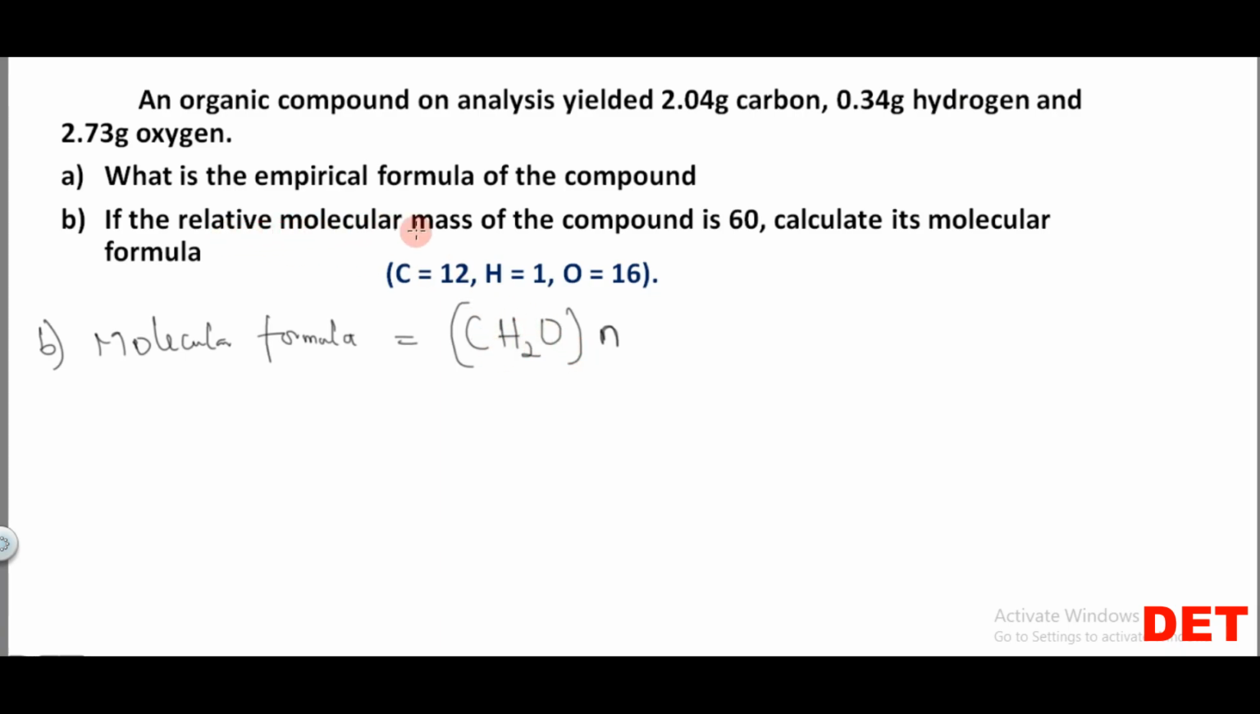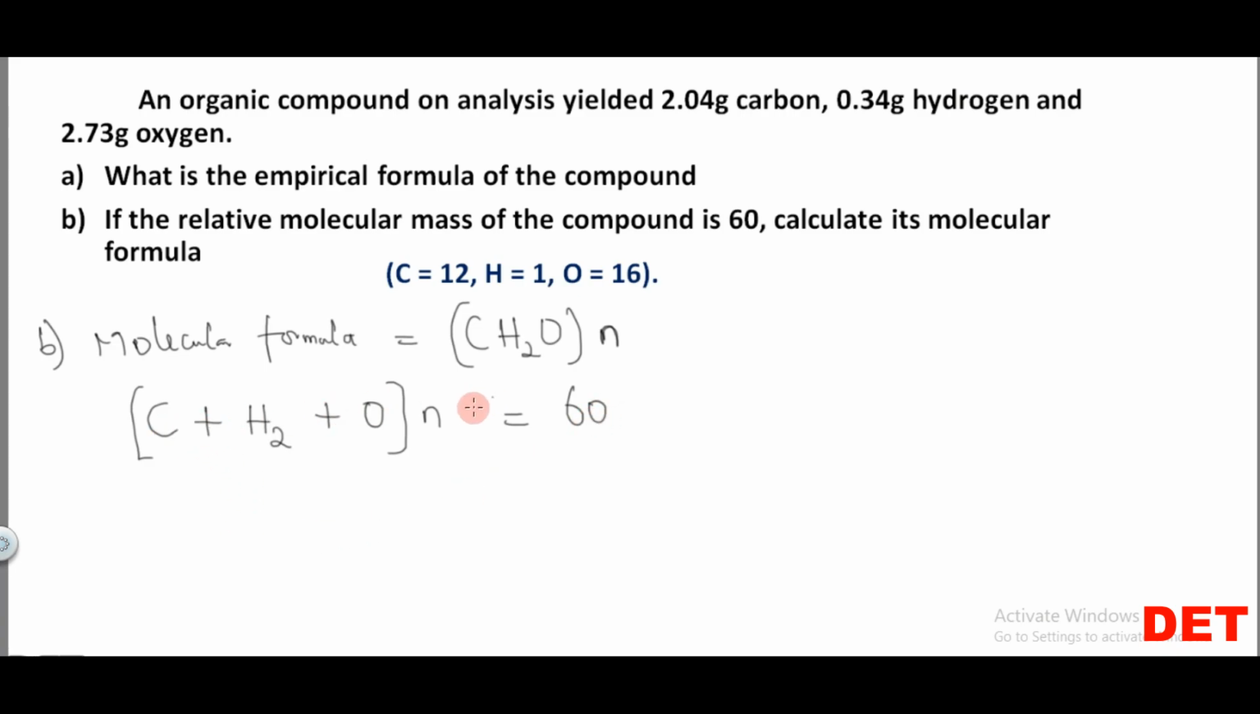We are given that the relative molecular mass of the compound is 60. So that means (C + H2 + O) times N will be equal to 60, because the relative molecular mass is the sum of the atomic masses of all the elements present in the compound. When you add everything together, it will be equal to 60.